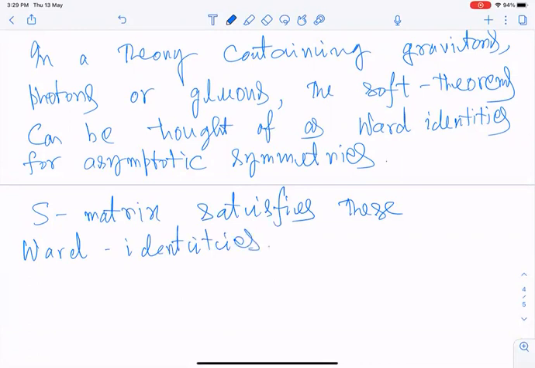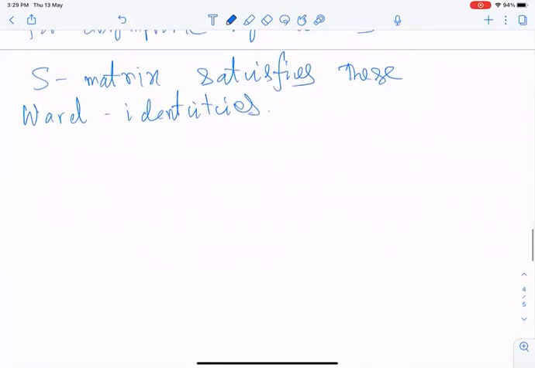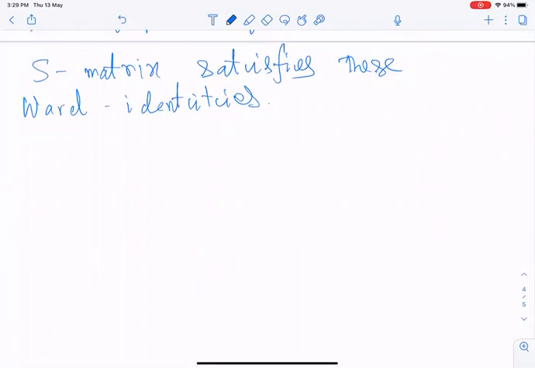Okay, so this is actually a vast subject, but I'll give you an example which I hope will clarify this thing. So let me talk about the leading soft graviton theorem.